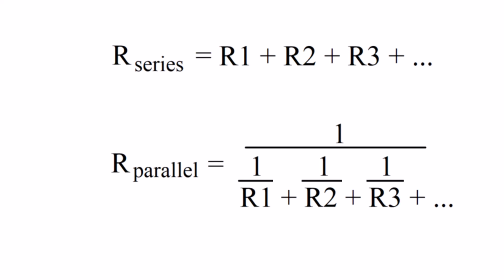Next question, which of the following components should be added to a capacitor to increase the capacitance? If you want to increase capacitance, add capacitors in parallel. If you want to decrease capacitance, add them in series. So the answer is a capacitor in parallel. And the last question, which of the following components should be added to an inductor to increase the inductance? And the answer is another inductor in series.